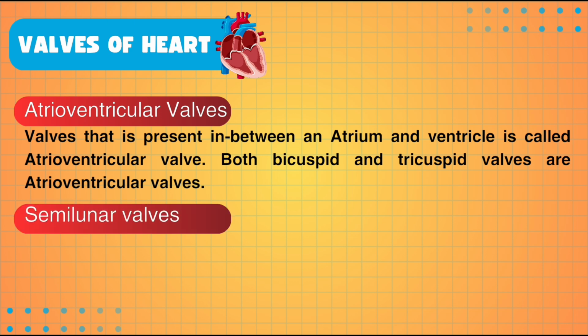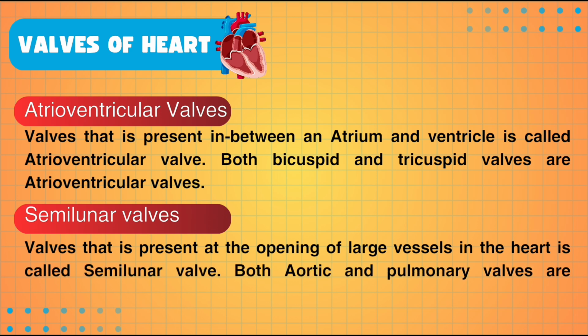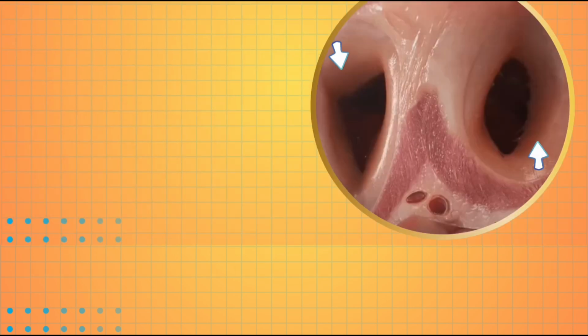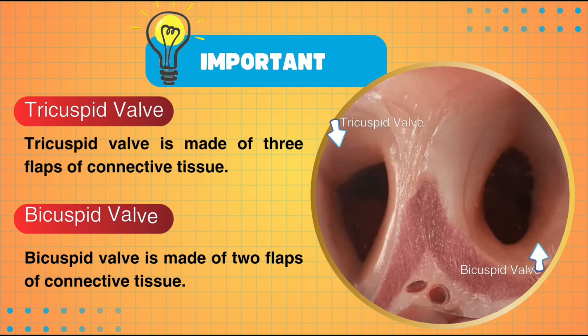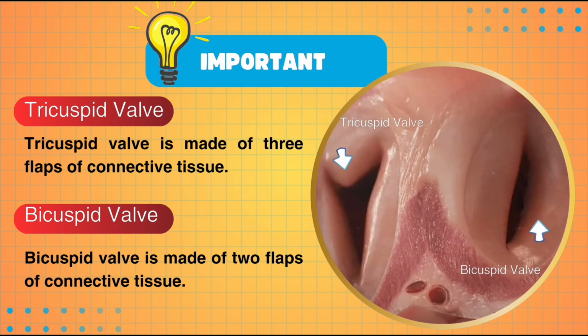Semilunar valves. Valves that are present at the opening of large vessels in the heart are called semilunar valves. Both aortic and pulmonary valves are semilunar valves. Point to remember, as shown in the animation, the tricuspid valve is made of 3 flaps of connective tissue, while the bicuspid valve is made of 2 flaps of connective tissue.